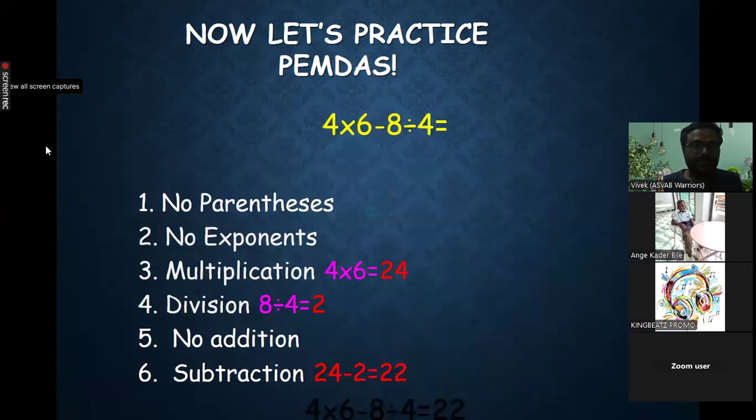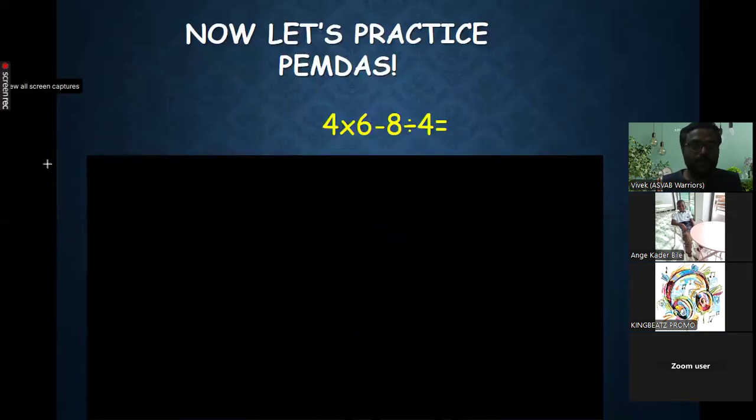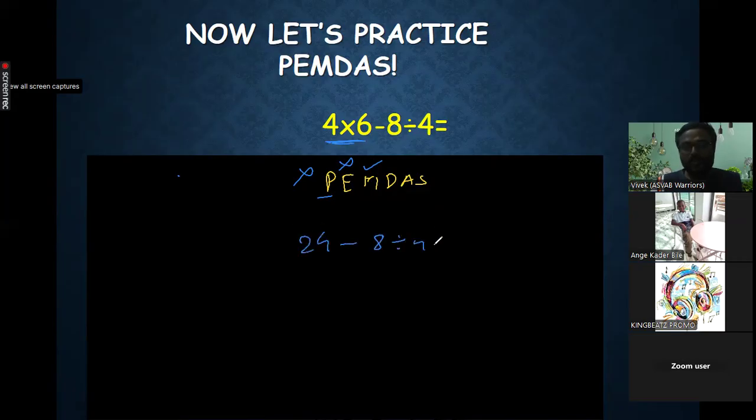Here, let's try to solve this. I'll write down the PEMDAS. Do we have parenthesis? No. Do we have exponent? No. Do we have multiplication? Yes. So solve the multiplication first. 4 times 6 is 24, minus 8 divided by 4.